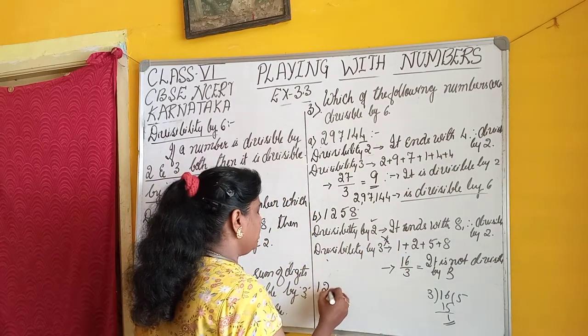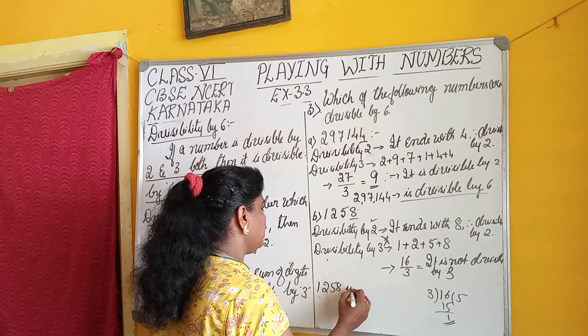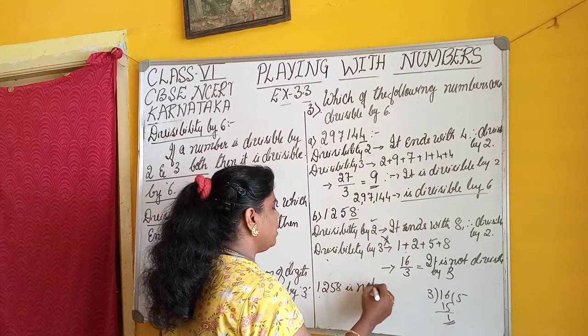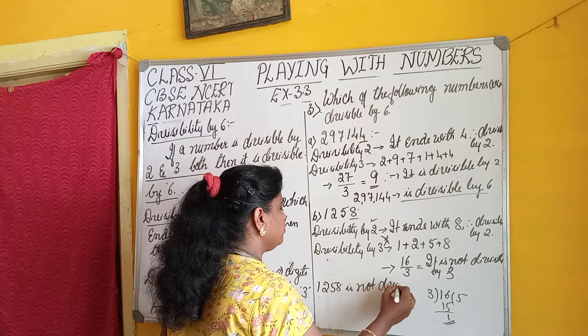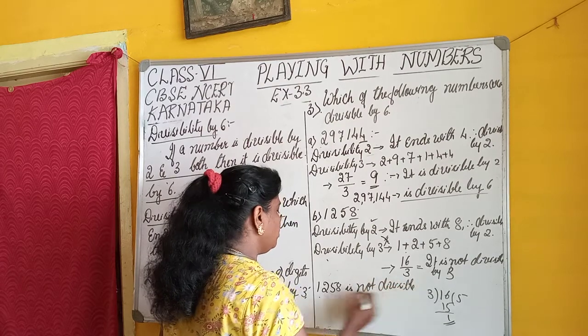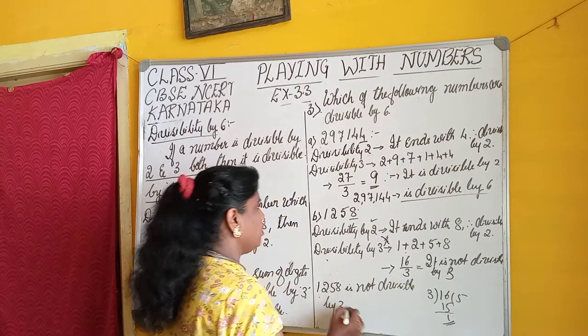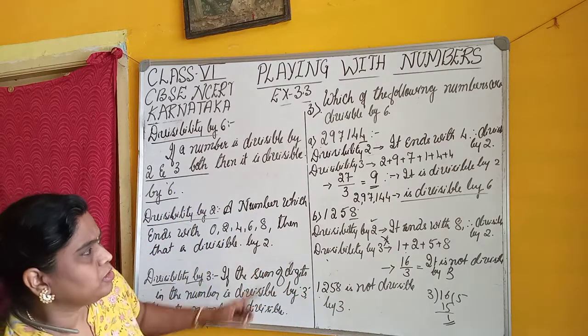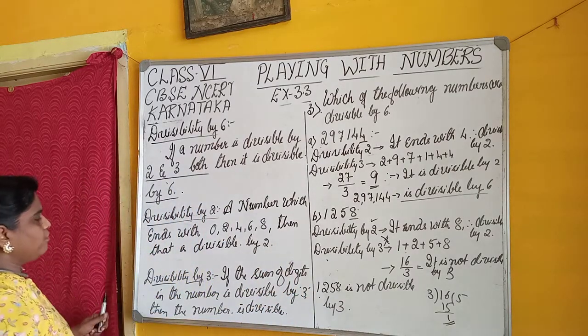Therefore, 1258 is not divisible by 3. Okay, understood students? Let us move on to the next problems. Make it fast.